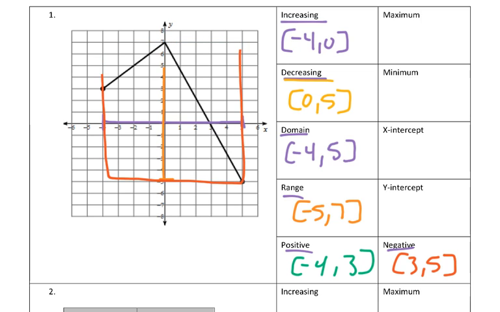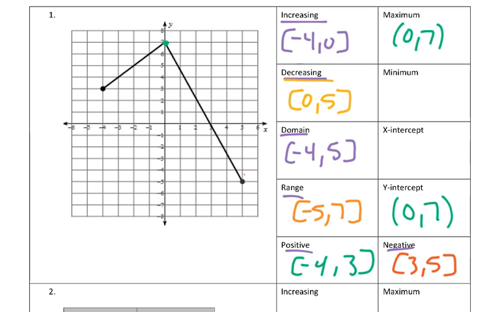Now max, min, x and y-intercepts are all just points, so those are the easy ones. So maximum, highest point, is 0, 7. That is also where it crosses the y-axis, so it's my y-intercept as well. Then my x-intercept crosses the x-axis here at 3, 0. And then my minimum, my lowest point, is right here, and that would be 5, -5. And there we go with the graph.